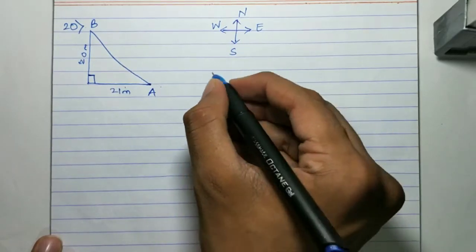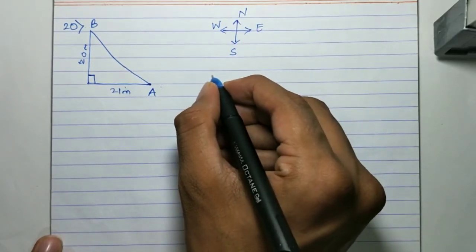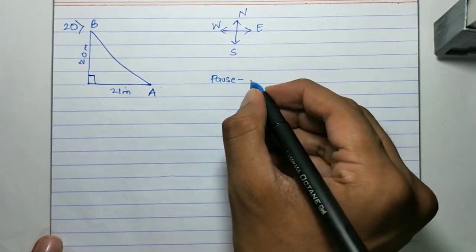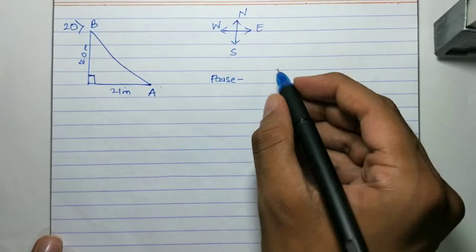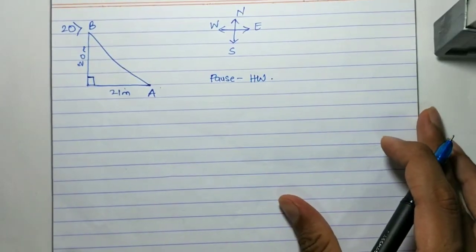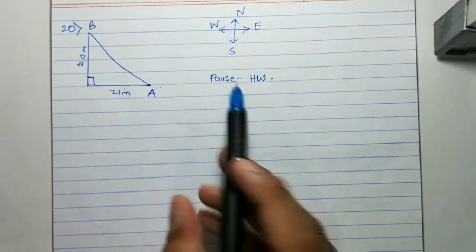So this sum you can do on your own. Just pause the video and do the sum on your own. Complete the sum and then continue watching the video. Very simple, just apply Pythagoras, you will get AB.